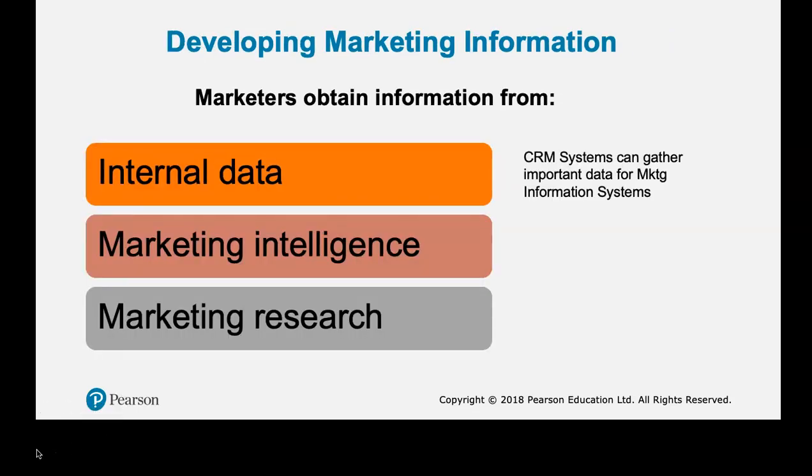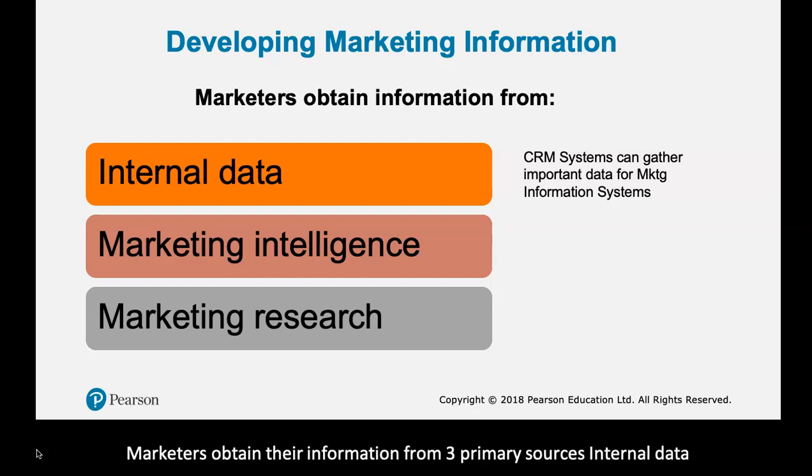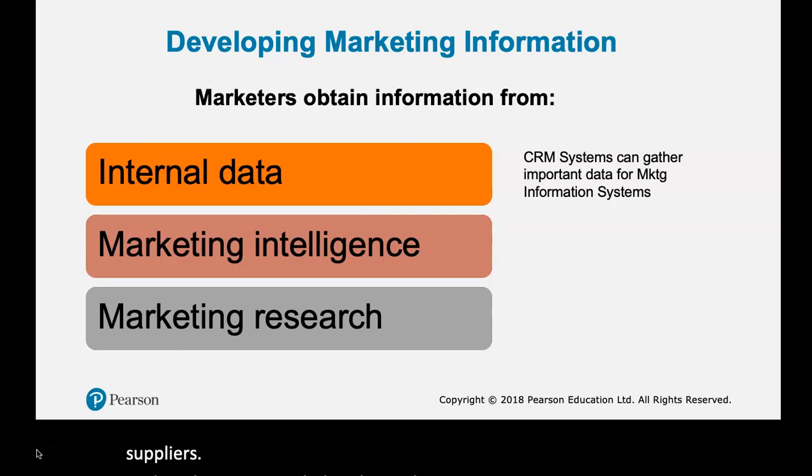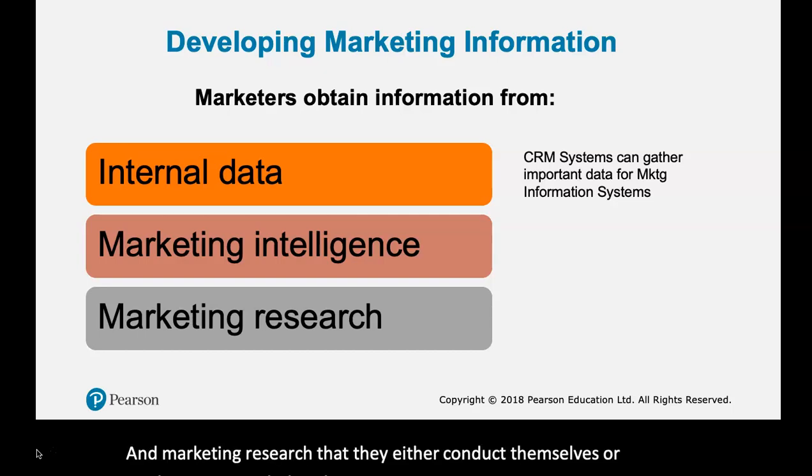Marketers obtain their information from three primary sources: internal data that's already been collected, marketing intelligence that they may have gathered from the field through their sales force or through their suppliers, and marketing research that they either conduct themselves or hire out from third parties to collect data from the market.